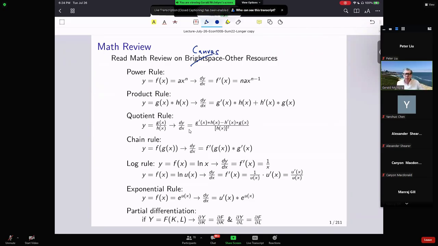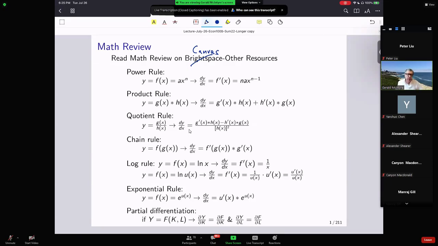Just as part of a math review, there's a handout on Canvas that takes you through the various rules of calculus that we need. We need to use the power rule, the product rule, the quotient rule, the chain rule, the log differentiation rule. Remember that? That's given here. The exponential rule, and of course, partial differentiation.